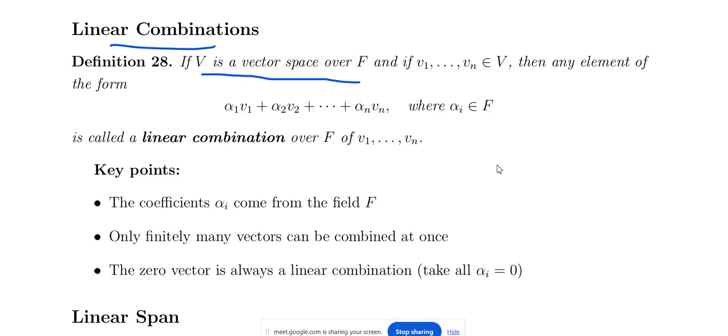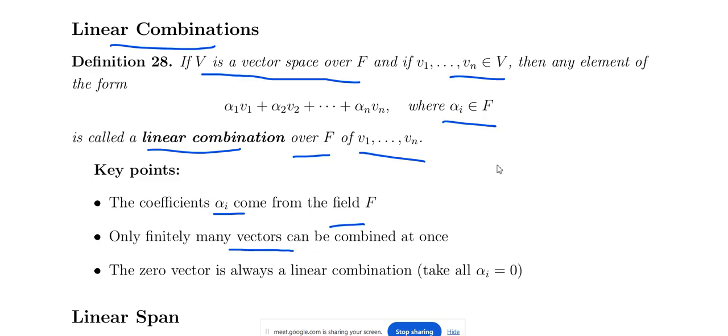If v1, v2, ..., vn belong to V, then any element of the form alpha 1 v1 plus alpha 2 v2 plus and so on, alpha n vn, where each alpha i belongs to the field F, is called a linear combination over F of v1, v2, ..., vn. So that means the alpha i come from the field F.